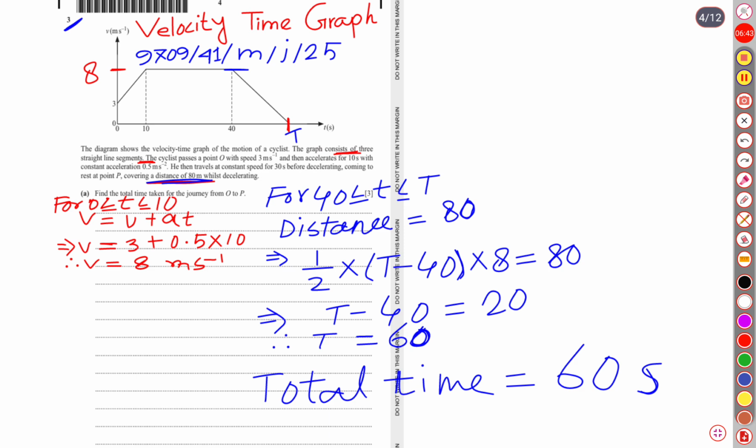60 seconds, let it be lowercase, 60 seconds. Okay, that is our final answer. Now let's see what question B says.